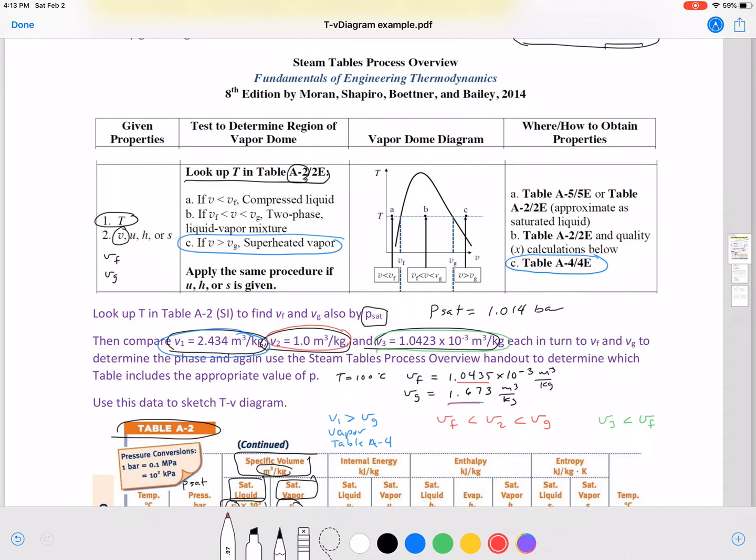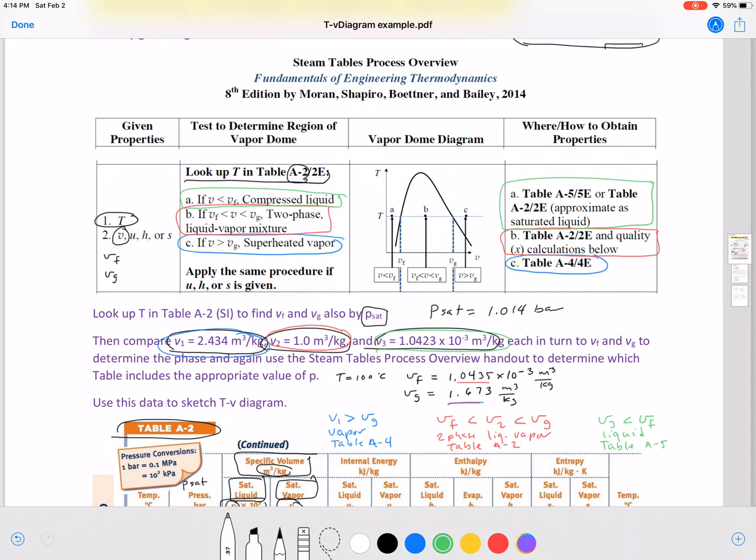And then for the B here, we're between the two. So we know this is a two-phase liquid vapor, and that we need an additional property. We're going to have to find quality, using our quality calculation, and we're going to use table A2. And for the third one, if V3 is less than VF, then this is a compressed liquid. And so we have a liquid, and here we're going to try to use table A5, and if that doesn't work, then we'll find an approximate value using table A2.